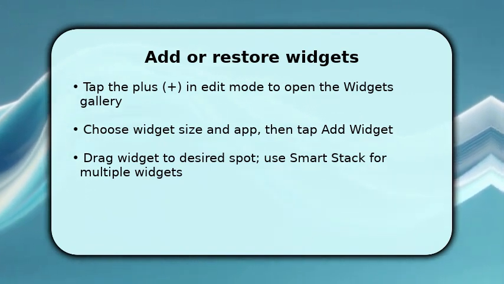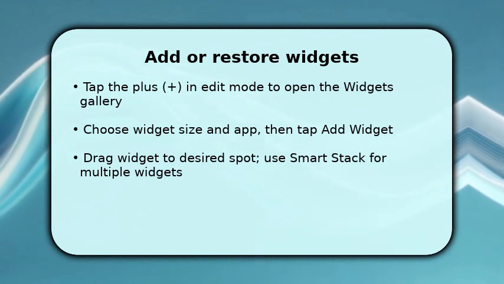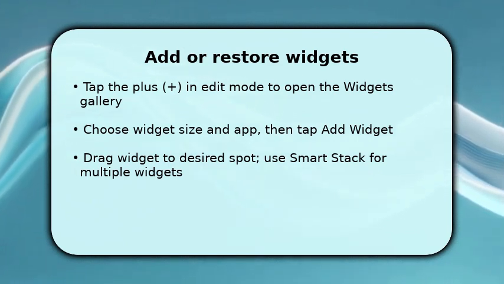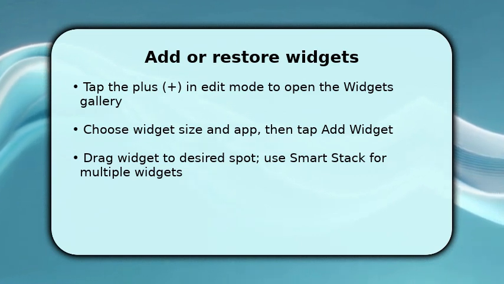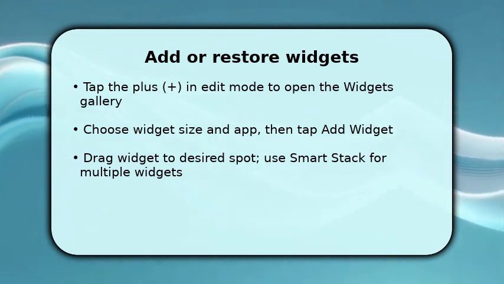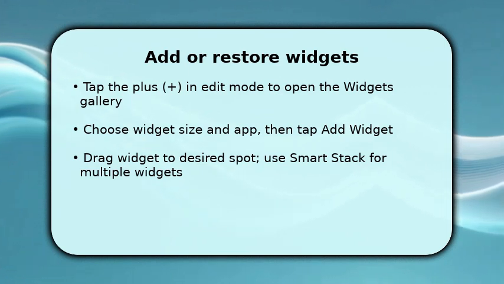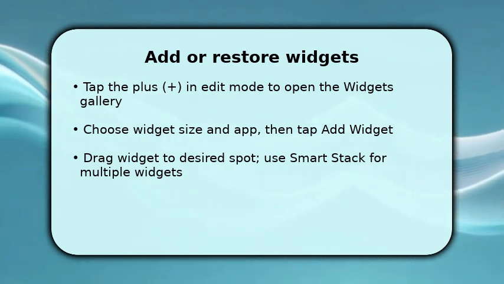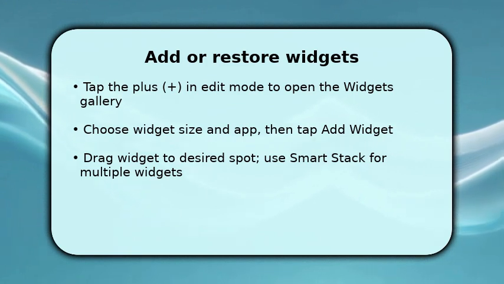Scroll or search for the app widget you want, then pick a size, small, medium, or large, and tap Add Widget. Once added, drag it to the exact spot on the home screen or drop into Today View. You can also create or edit a smart stack by stacking widgets of the same size.